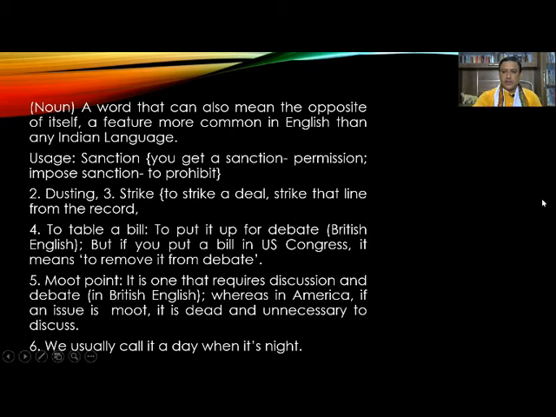The final example of a contronym is, usually we call it a day when it's night. So very interesting examples of contronym.